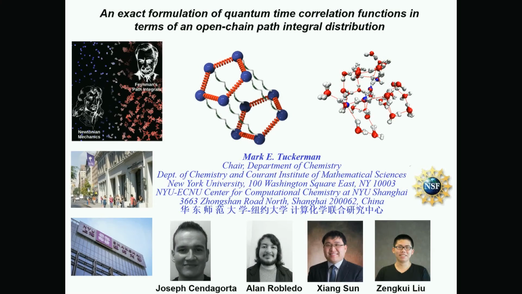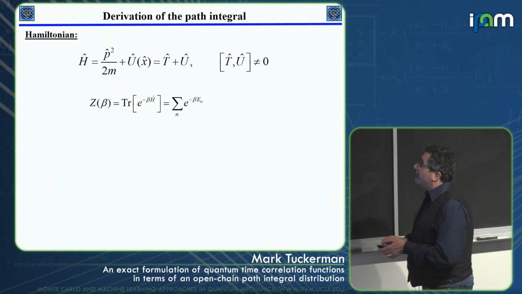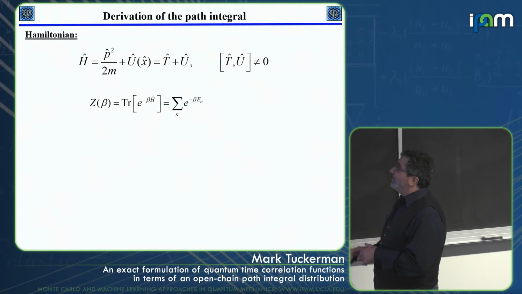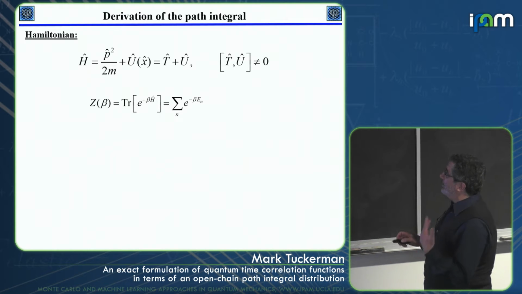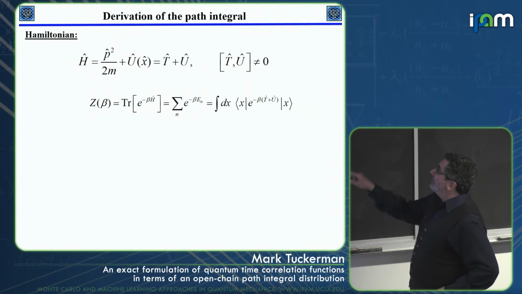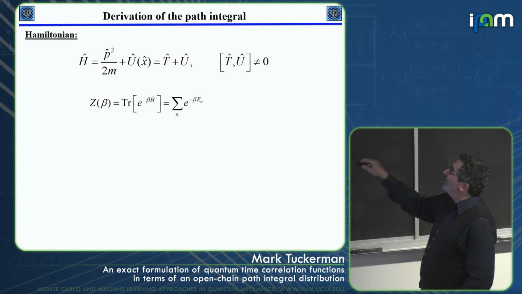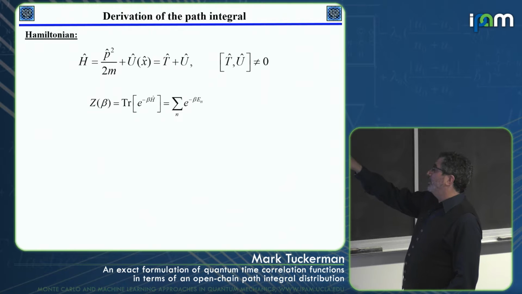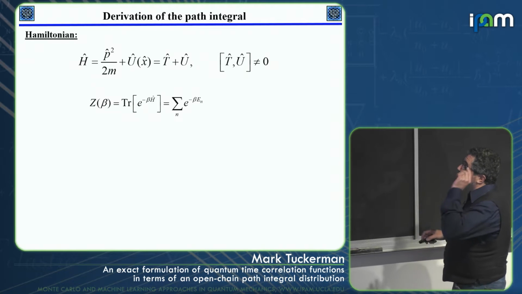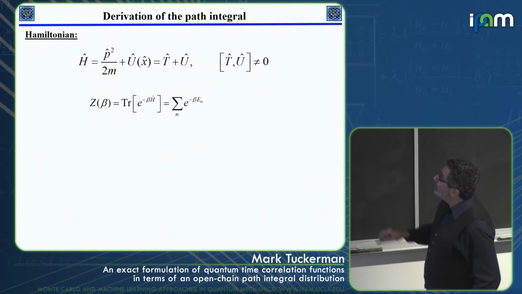I know David talked a little bit about path integrals, but just to remind you how a path integral is derived, I'm not going to spend a lot of time on this. Basically, the static path integral that we use for thermodynamics and equilibrium properties: you have your Hamiltonian, kinetic plus potential energy, right? And what you want to calculate is a partition function from which you derive all the thermodynamic properties.